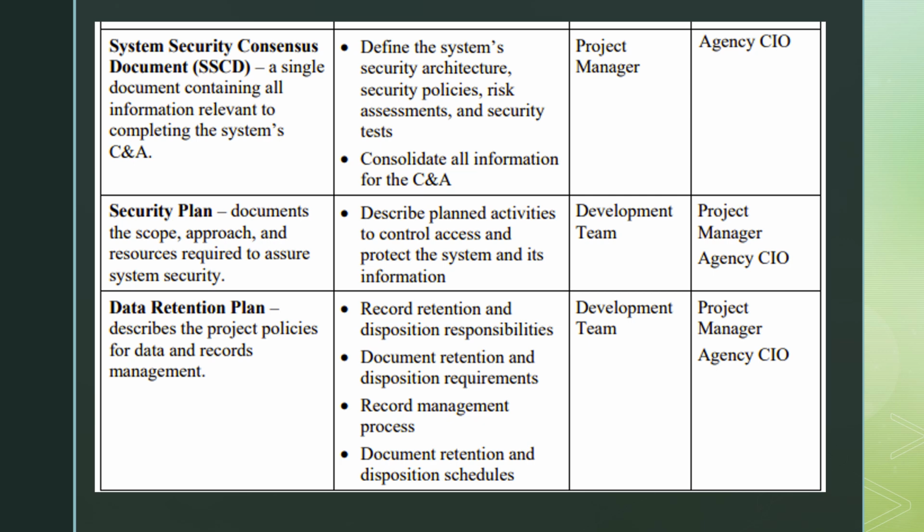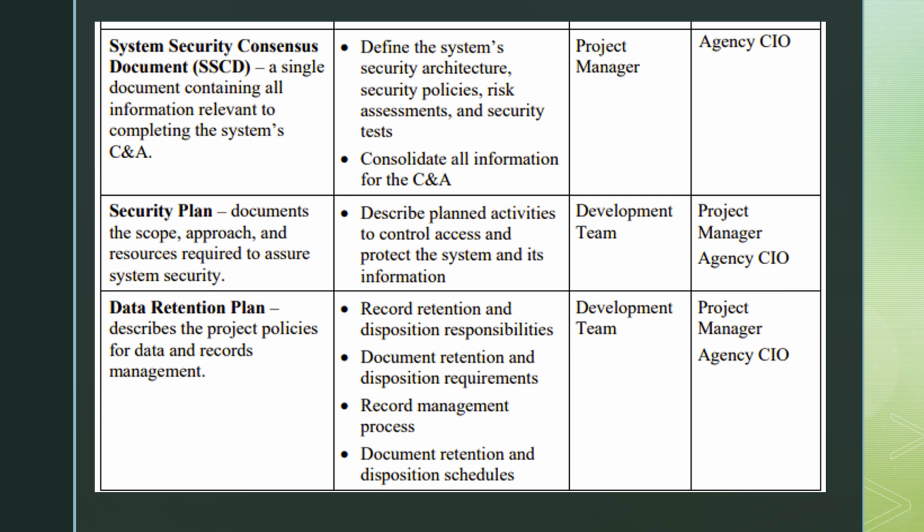Second, we have the System Security Consensus Document, or the SSCD. It is a single document containing all information relevant to completing the system's C&A. Its objective is to define the system security architecture, security policies, risk assessments, and security tests. It also consolidates all information for the C&A. This would be approved by the project manager and agency CIO.